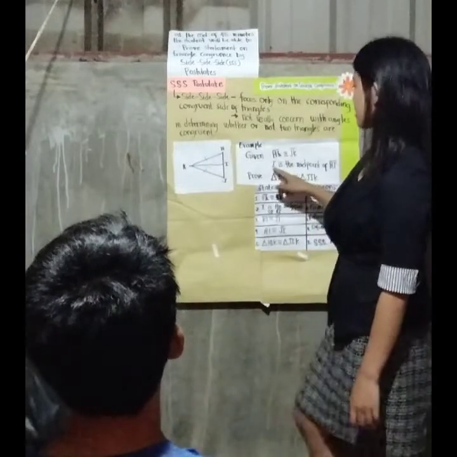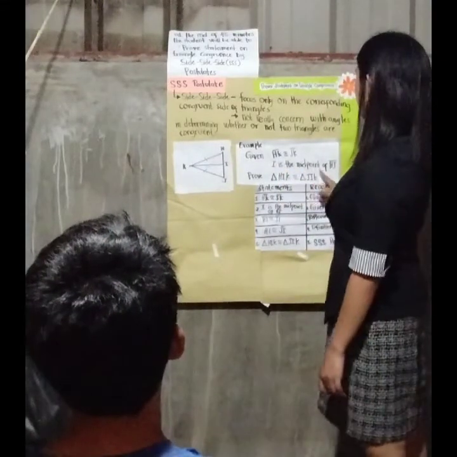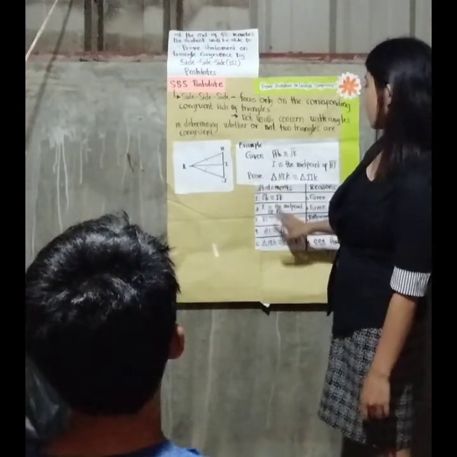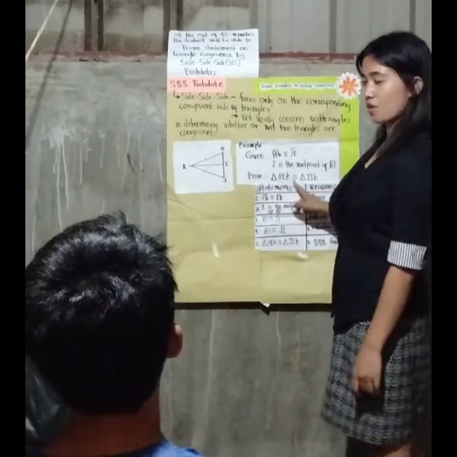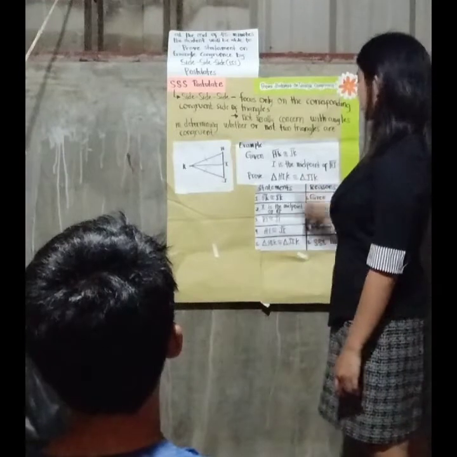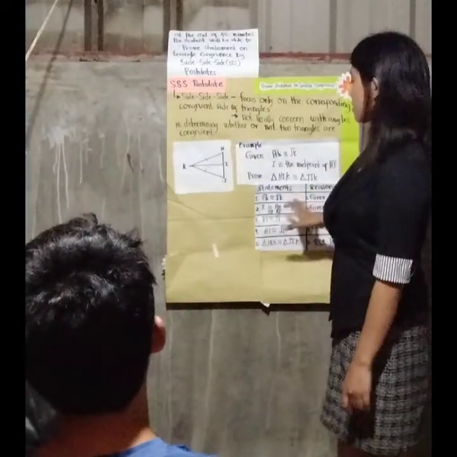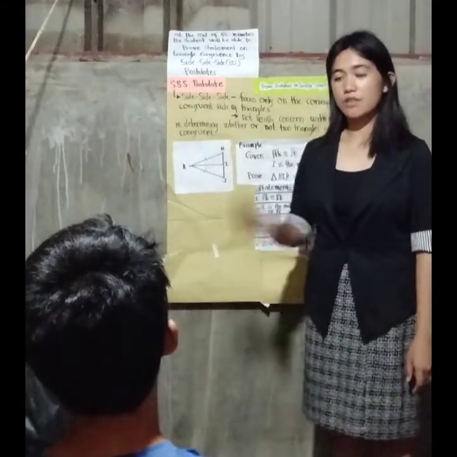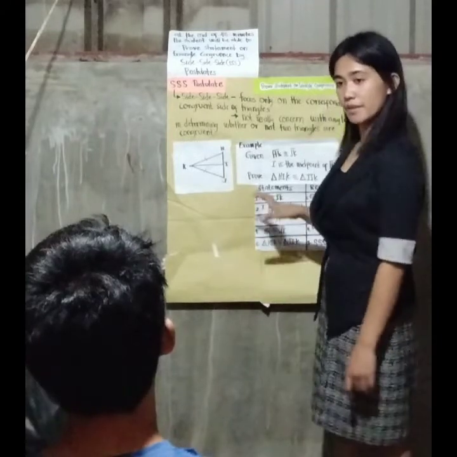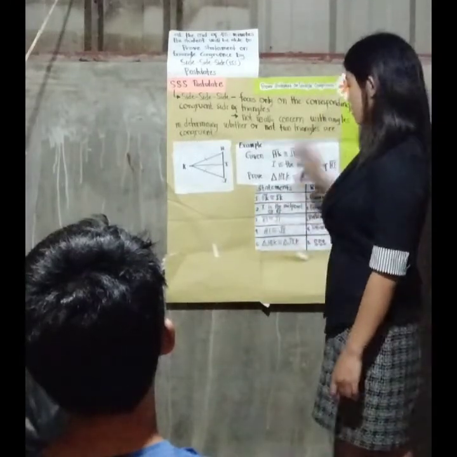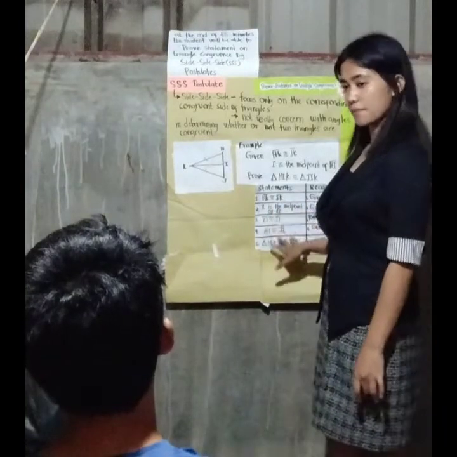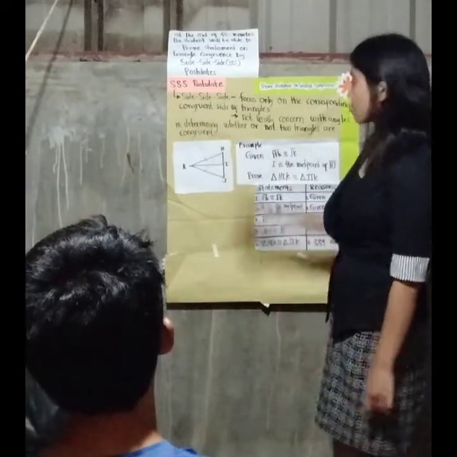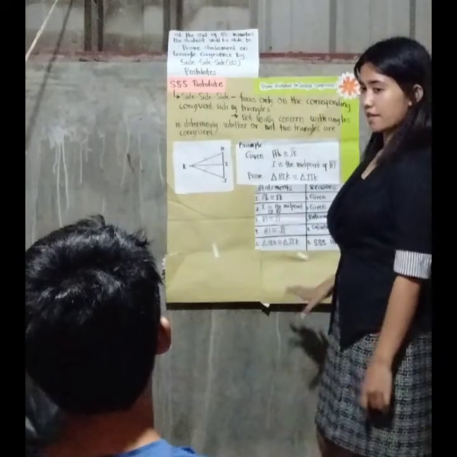And another given is I is the midpoint of HJ. So, to prove the triangle HIK is congruent to triangle JIK. But before you can answer the two-column proof, these statements and reasons, you should remember the definitions, theorems, and postulates of triangle congruence, so that you can fill up the statements and reasons, which is the two-column proof. So first, what we should do is write the given.